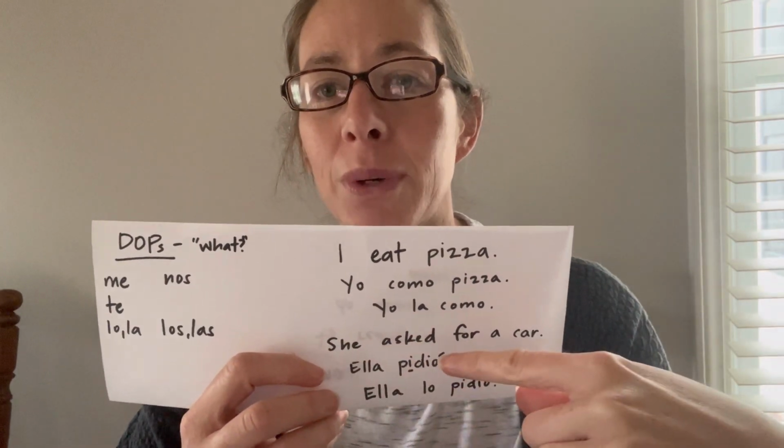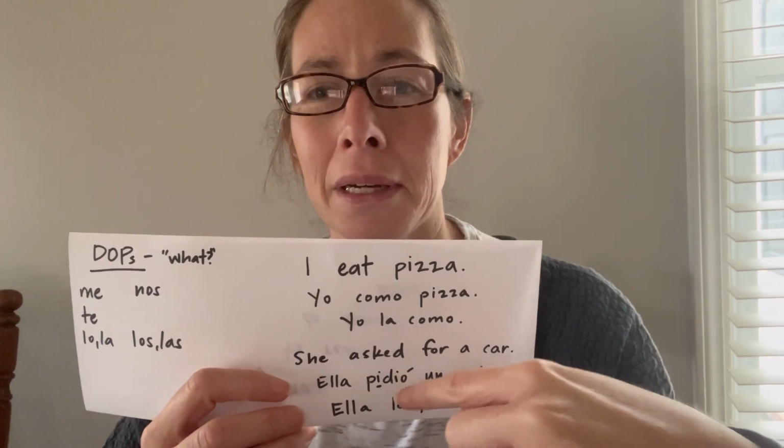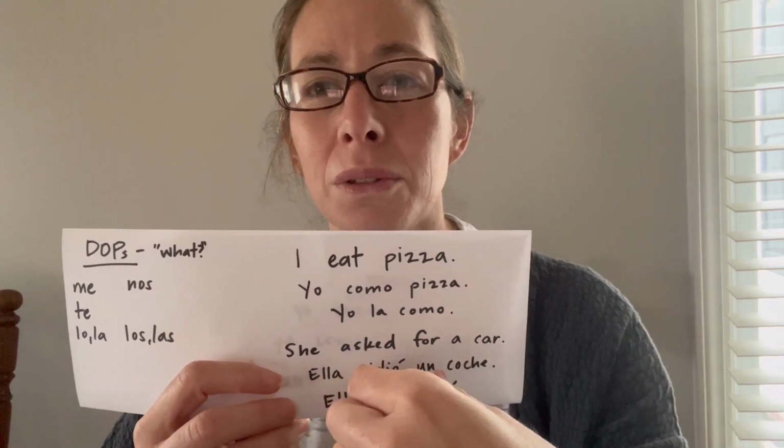She asked for a car. I wish I could ask for a car. Ella pidió, because it's that stem changer in the IR, un coche. And remember, asked for is included in the verb pedir. So, ella lo pidió. Simple, right? Super simple. You find the direct object, replace it with the matching pronoun, and you got it. Put it before the conjugated verb.